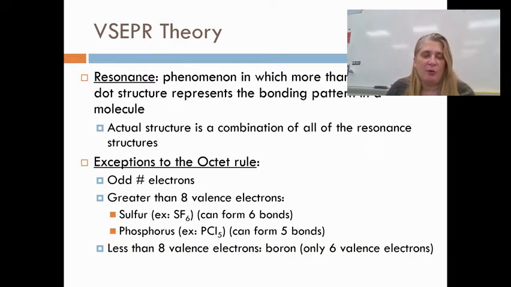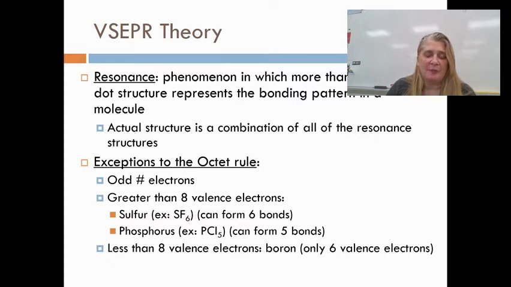Resonance is a phenomenon when more than one electron dot structure represents the bonding pattern of a molecule. So for example, if you have a molecule that has 1 single bond and 1 double bond, but they're both between oxygens, typically the real structure will be somewhere in between, like each will get 1.5 bonds instead of 1 oxygen getting a single bond and 1 oxygen getting a double bond.